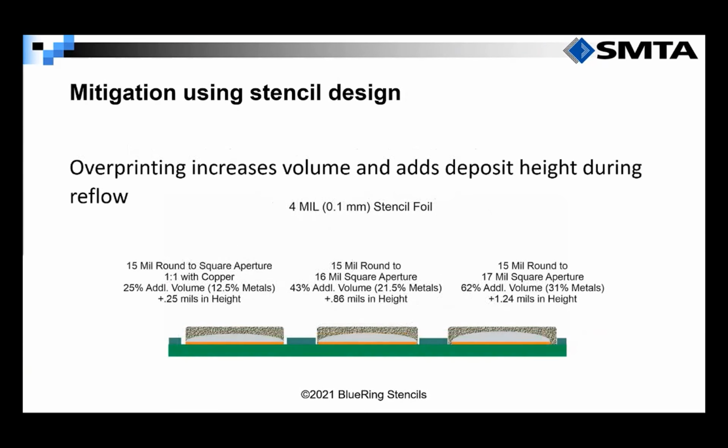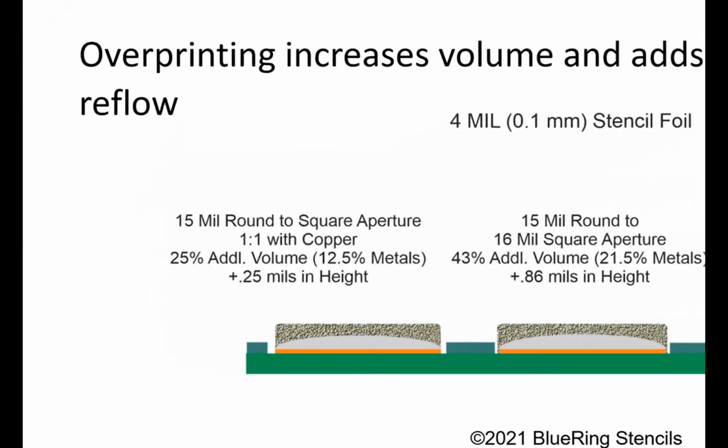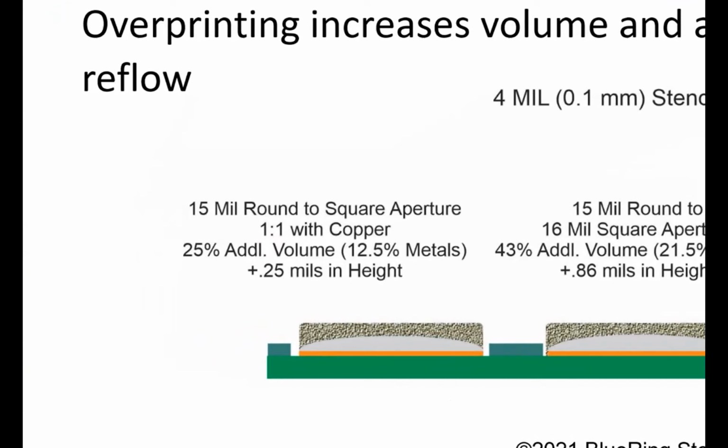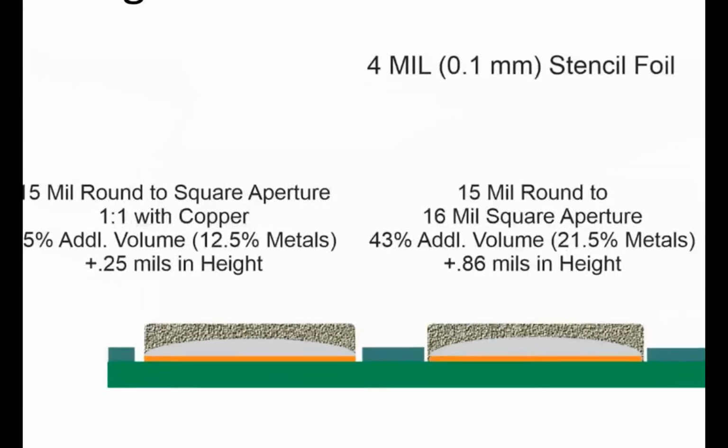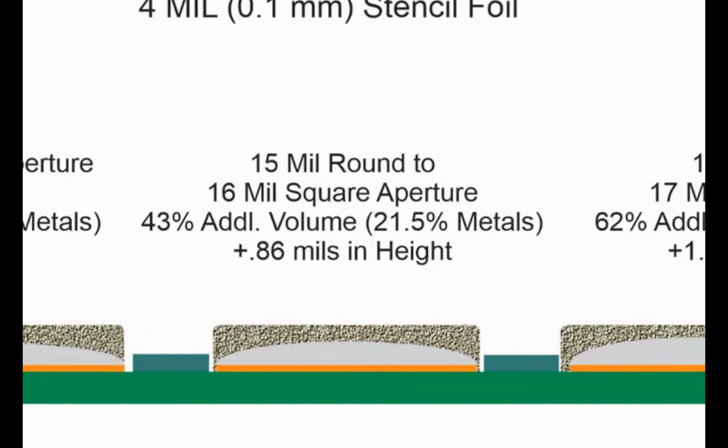When we change the shape to square and also increase the aperture size by 1 or 2 mils, we see a significant increase in paste height after reflow. I just picked the 15 mil round pad we showed earlier in our volume chart as an example to look at here. When we change the 15 mil round aperture to square, we get an additional 1/4 mil in height. If we oversize the aperture a 1/2 mil per side, we get a solder height increase of 0.86 mils.